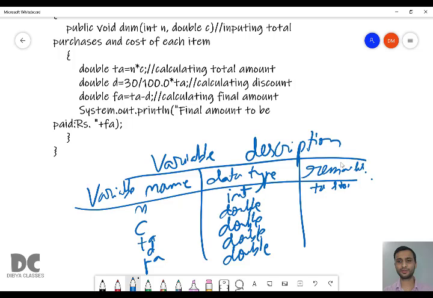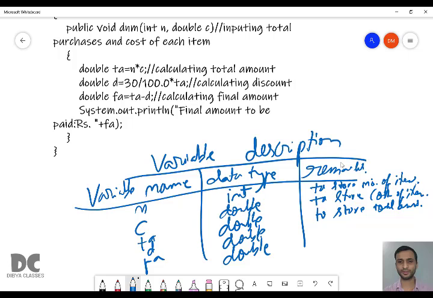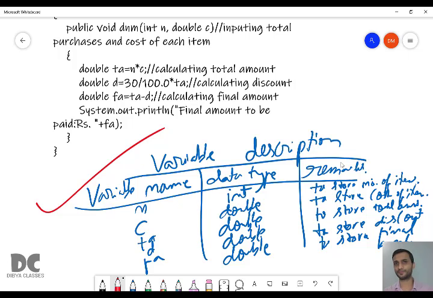To store number of items, to store cost of item, to store total amount, D to store discount, and FA to store final amount. So this completes the program.